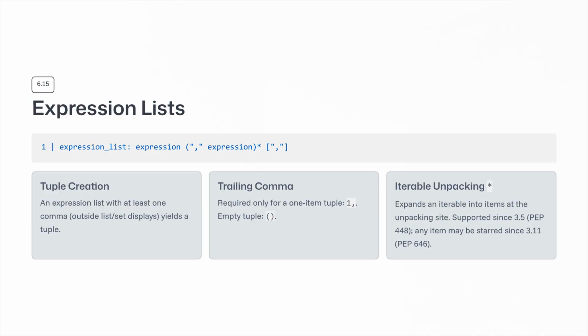And iterable unpacking with star expands an iterable into items at the unpacking site. Supported since Python 3.5 via PEP 448. Since Python 3.11, any item in the list may be starred.